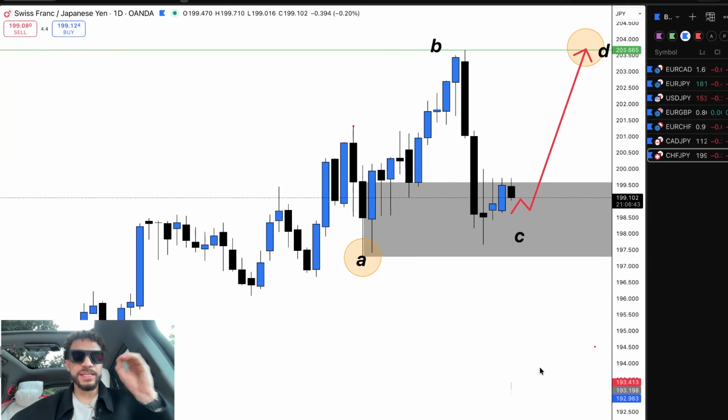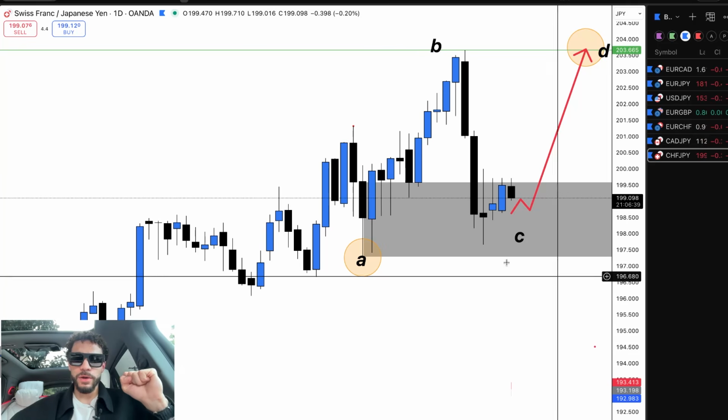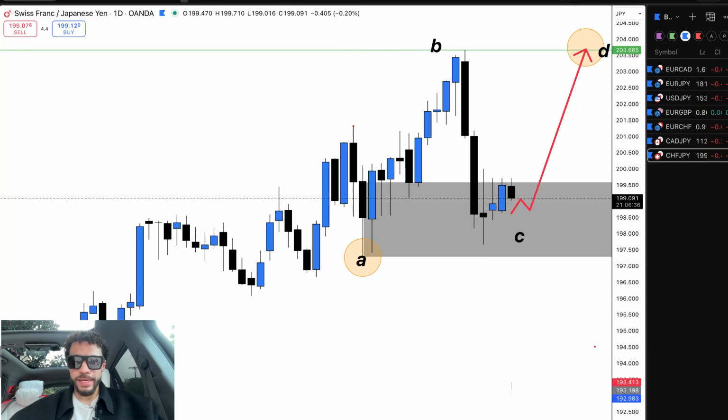I'm going to be breaking down for you this CHFJPY buy that I just took today and also the rest of my weekly outlook. So first of all, I always start on the daily time frame.